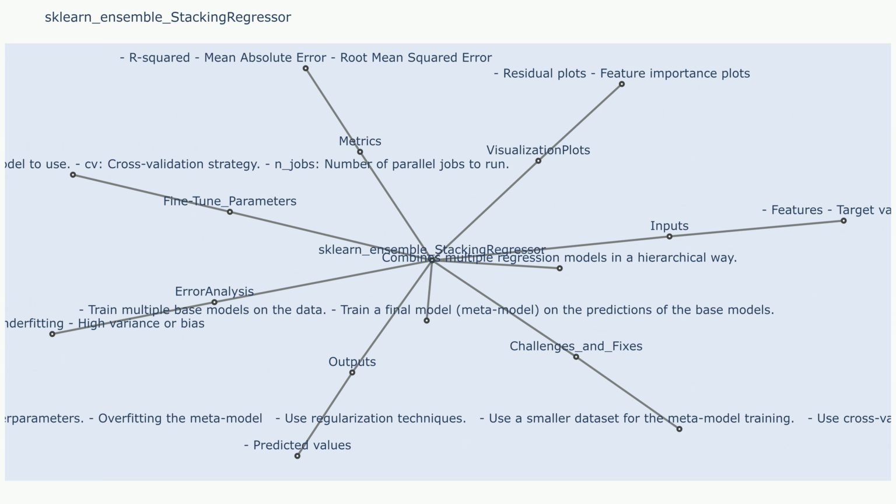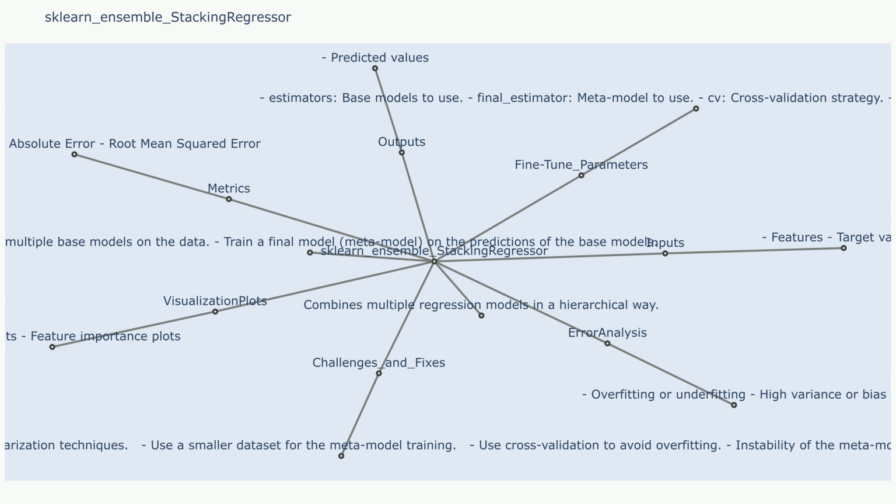Uncertainty methods. Confidence intervals provide a range of values within which the true prediction is likely to fall. Prediction intervals provide a range of values within which the true prediction is likely to fall, taking into account the uncertainty in the model's parameters.